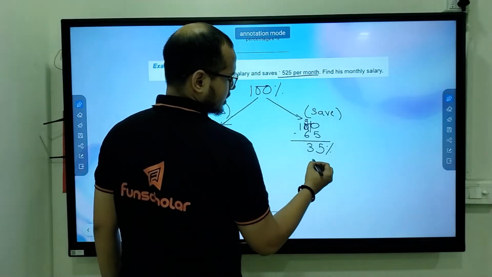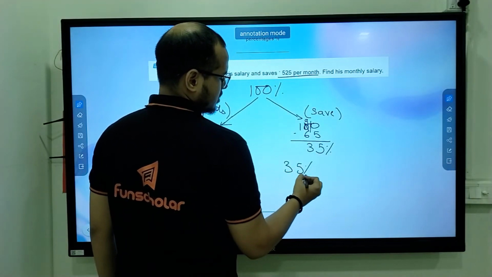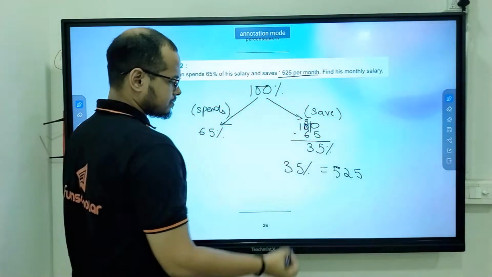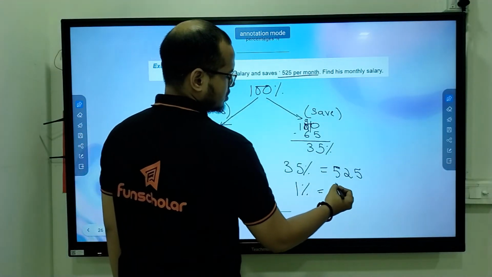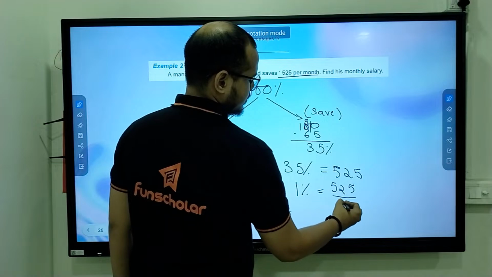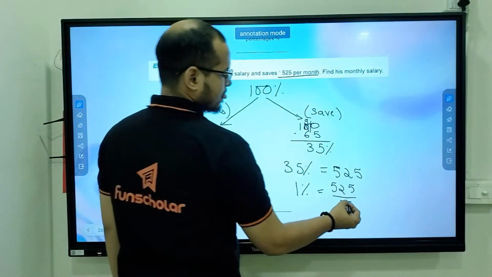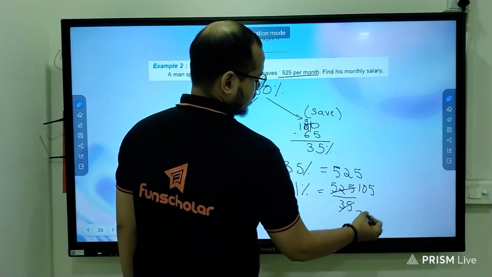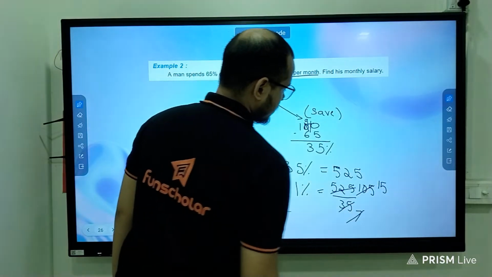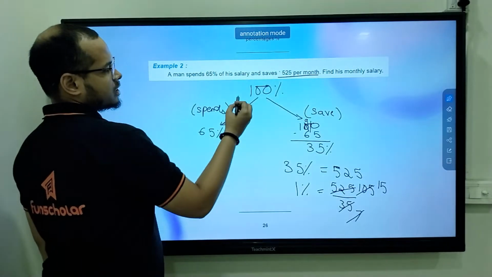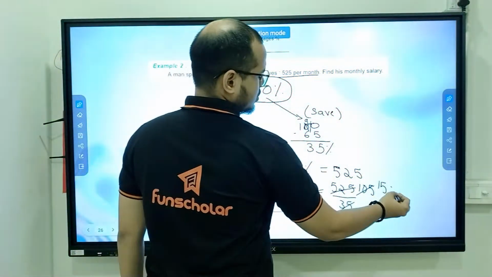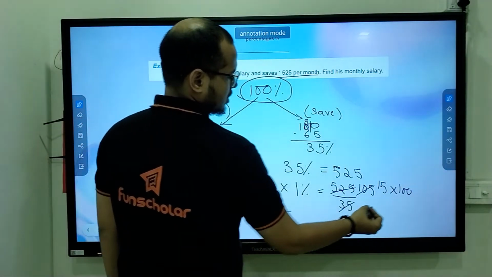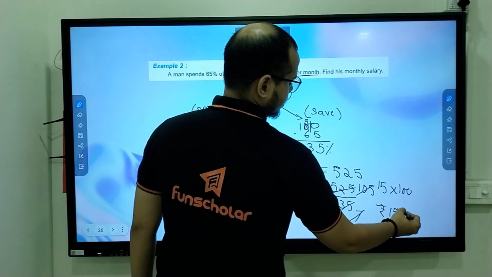So 35% is equal to 525. 1% is equal to 525 by 35. Let's try to solve it. 7 5s are 35, 7 15s are 105, so 15. Now we will find the entire monthly salary, which is 100%. So 15 into 100 will give us 100%. So the answer is 1500.